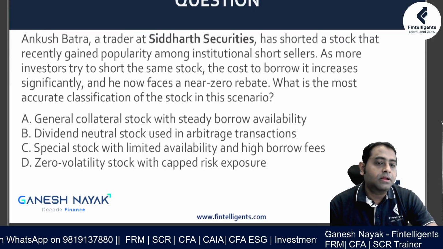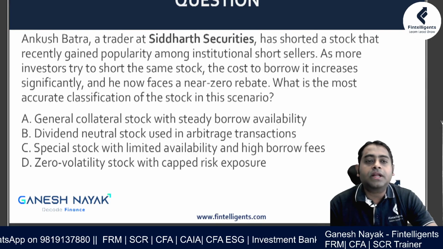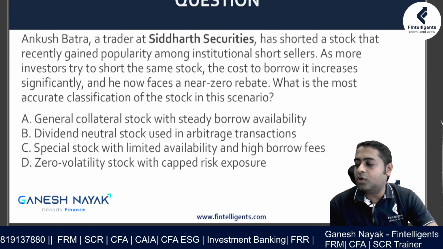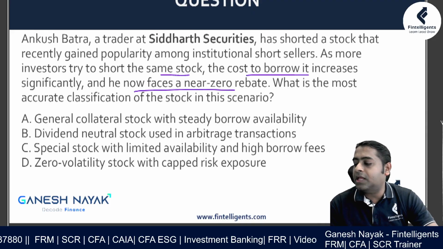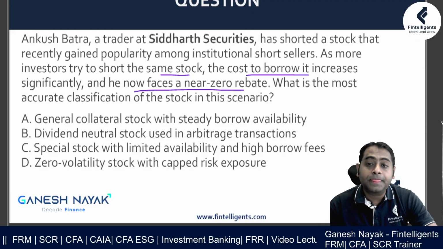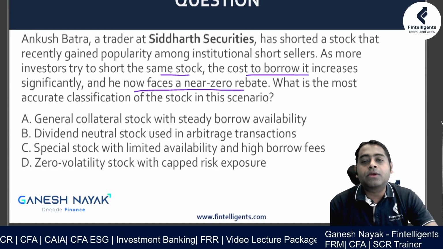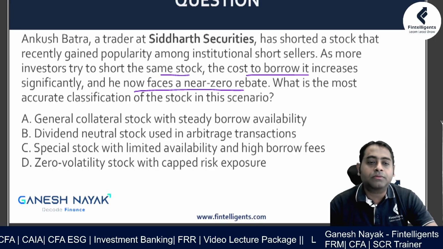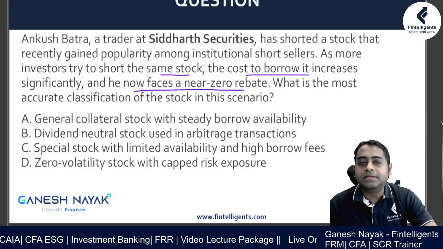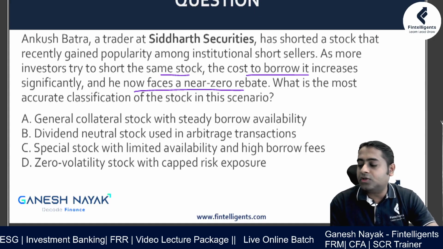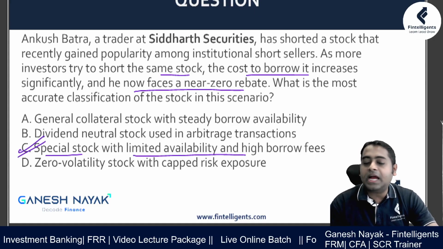Ankush is a trader. He has shorted a stock that recently gained popularity. As more investors try to short the same stock, the cost of borrowing is going to increase. Now he faced near-zero rebate. That means he will have to pay extra. What is the most accurate classification of the stock in this scenario? This is easy. This is a special stock because there is high demand for that stock.